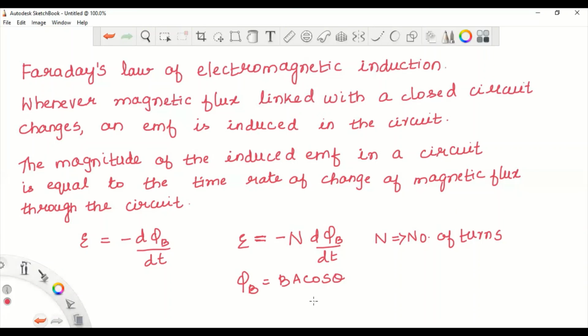In the next chapter, we are going to discuss the very important law which is known as Lenz's law.